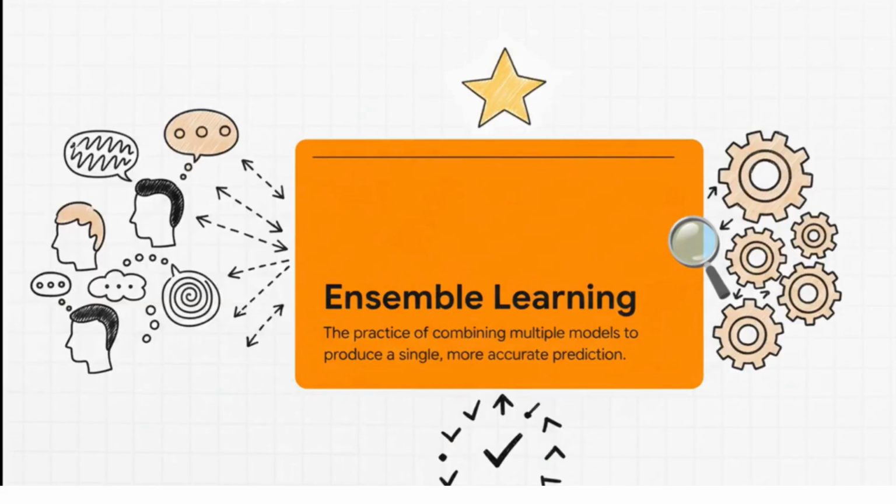Next up is ensemble learning, and the idea here is pure wisdom of the crowd. Why rely on just one expert opinion when you can ask a whole committee? Ensemble learning literally trains a team of different models and then has them vote on the final answer. And there are clever ways to do this, like bagging or boosting. The bottom line is, the combined prediction of the group is almost always way more accurate and reliable than any single model on its own.